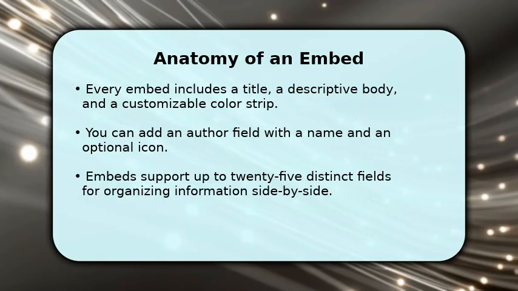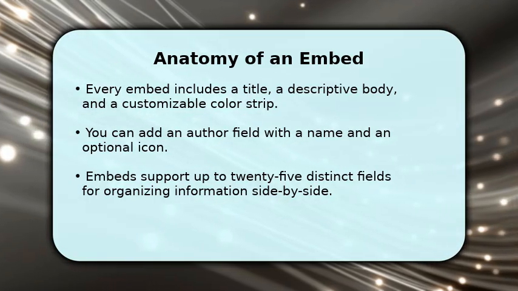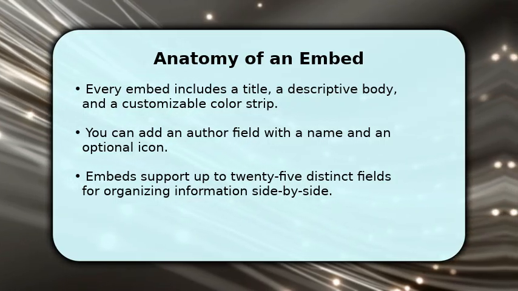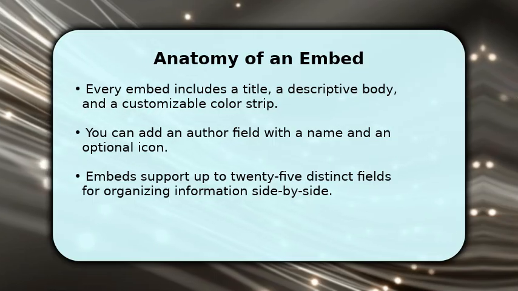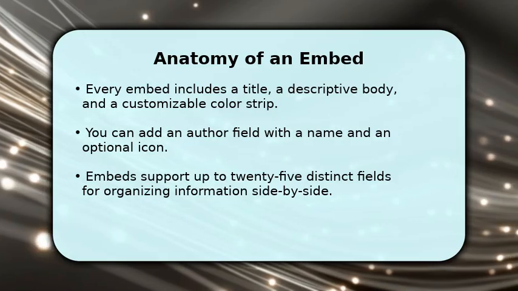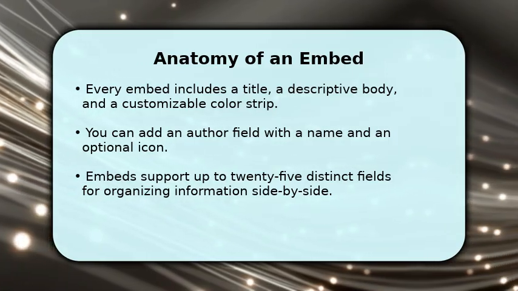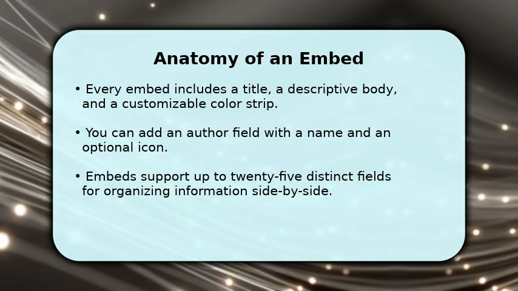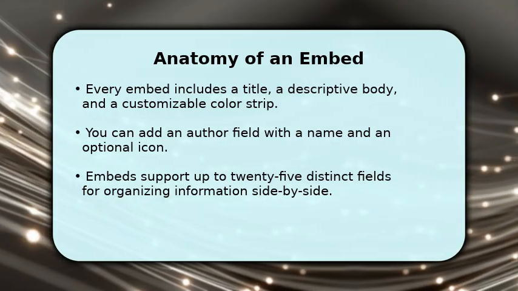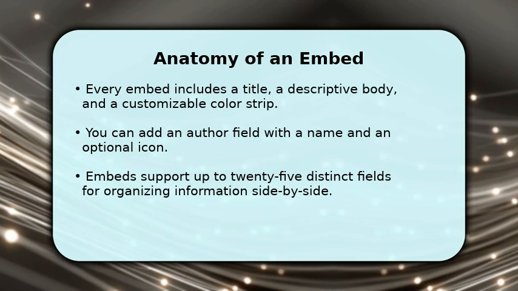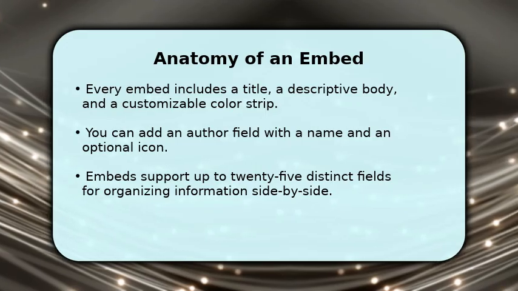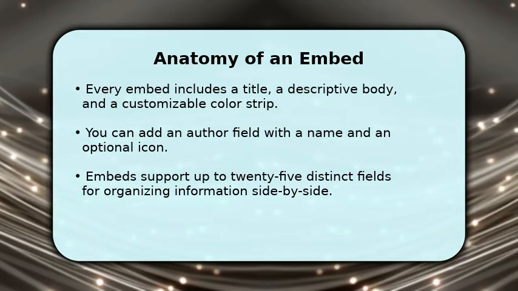Let's break down the anatomy of an embed. Every embed includes a title, a descriptive body, and a customizable color strip along the left edge. You can also add an author field with a name and an optional icon. Embeds support up to 25 distinct fields for organizing information side by side, perfect for lists. Images can be included as a main image, a small thumbnail, or an author avatar. Finally, a footer section allows for additional text and a timestamp at the bottom.